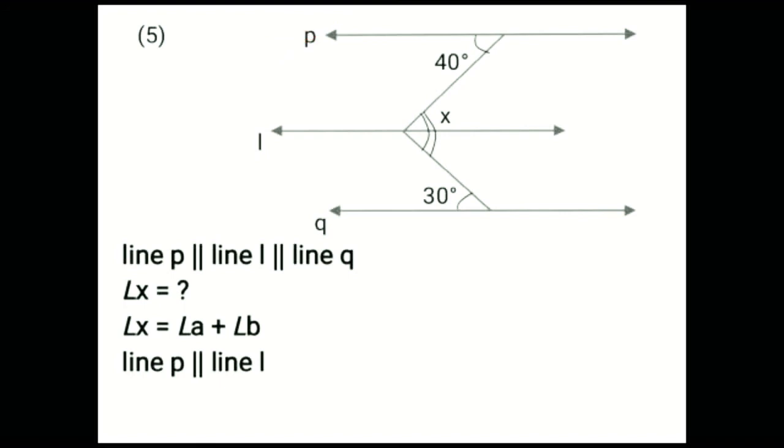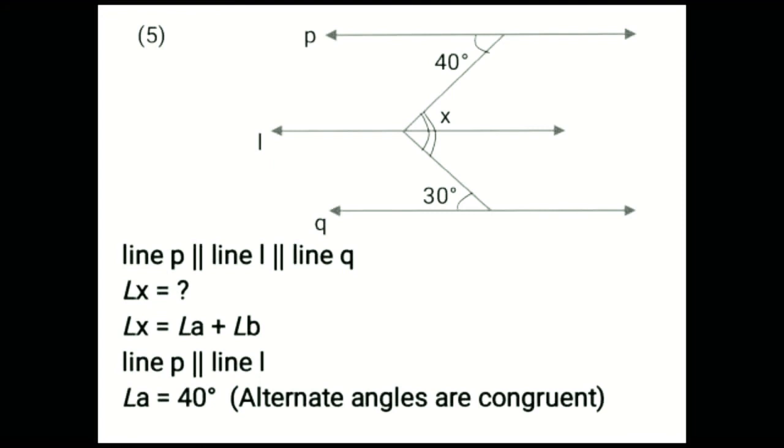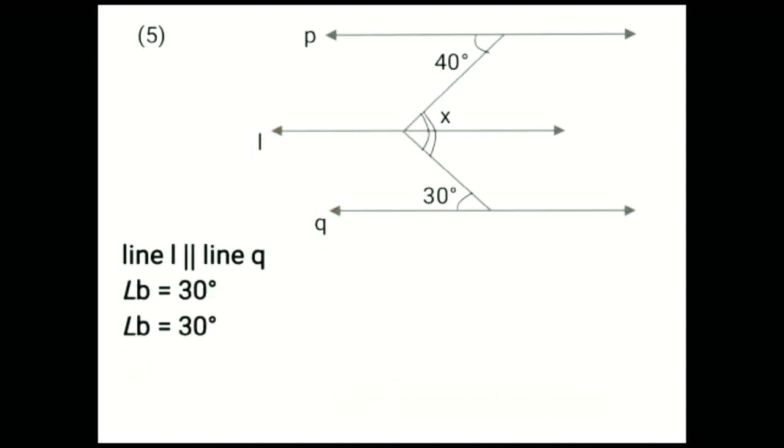Okay, and then angle A is equal to 40 degree. This I have taken as angle A, half of the angle X. And reason you have to write, alternate angles are congruent. Okay. Now secondly you have to take line L and line Q parallel lines. Line L is parallel to line Q.